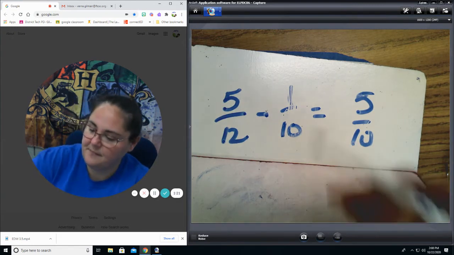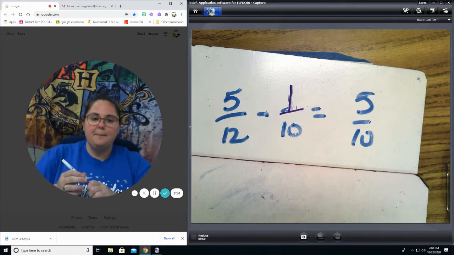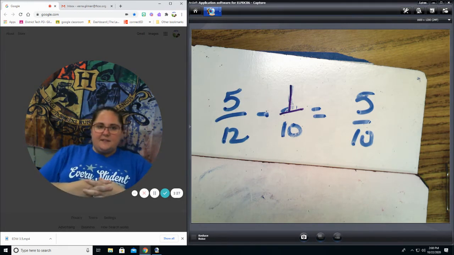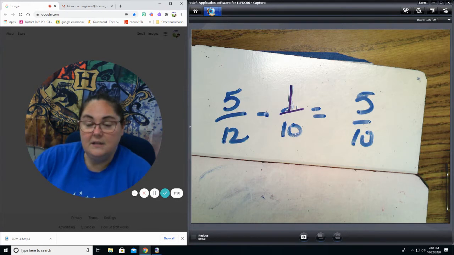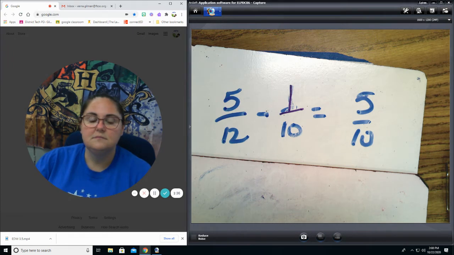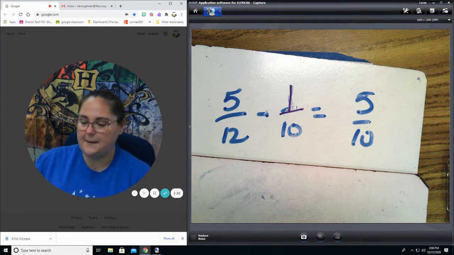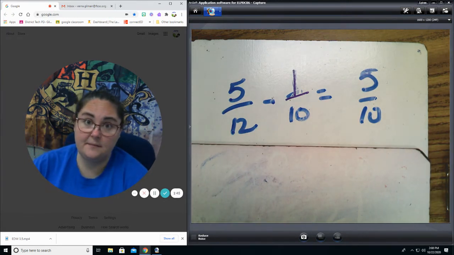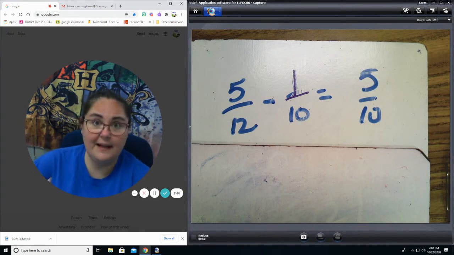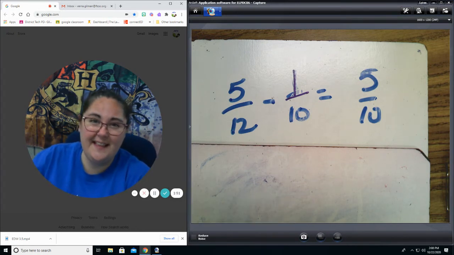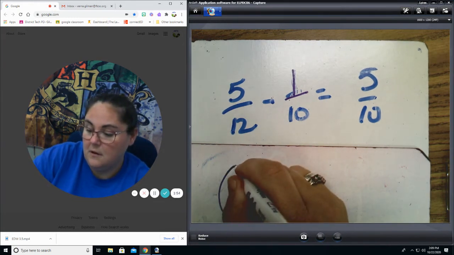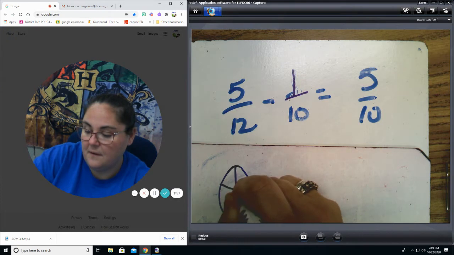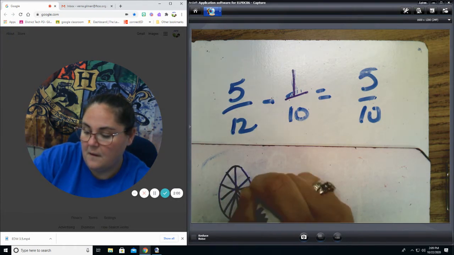So here's my problem. 5/12 minus 1/10 equals 5/10. Does that answer make sense? Is that reasonable? What do you think? Now, I'm going to explain my thinking. The way I look at this is 5/12. If I think of a fraction circle, here's 5/12. 1, 2, 3, 4, 5. So here would be 5/12.